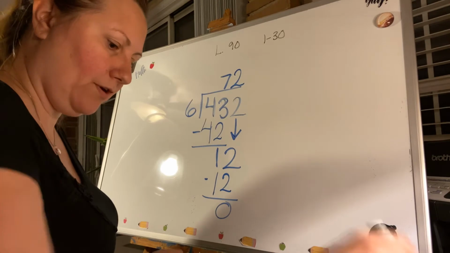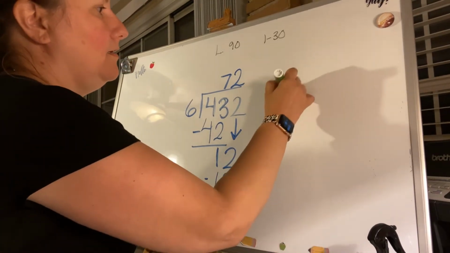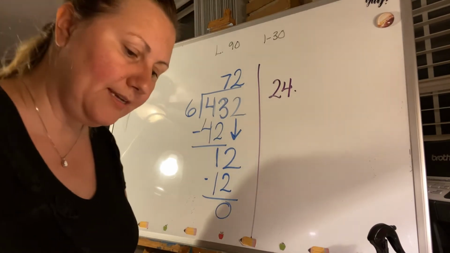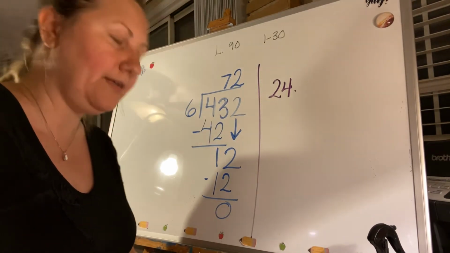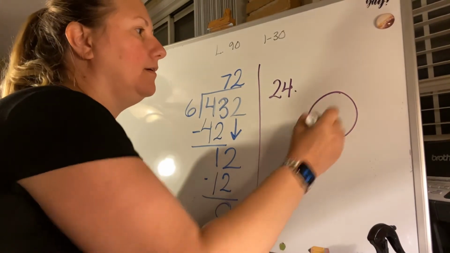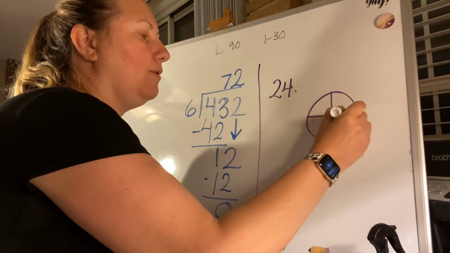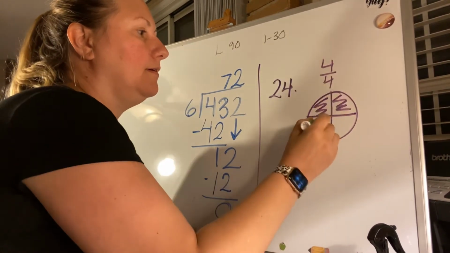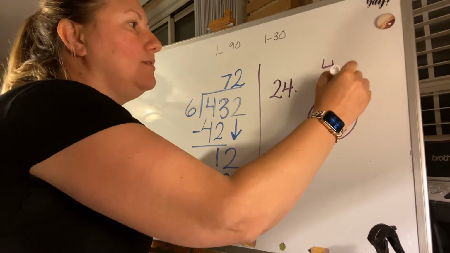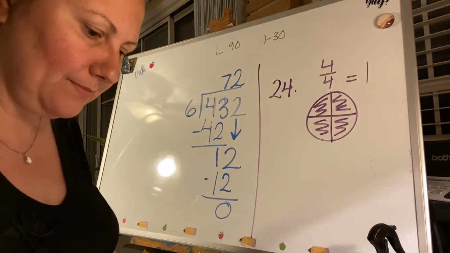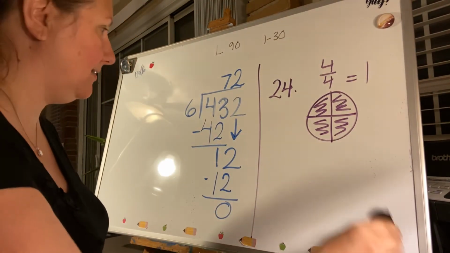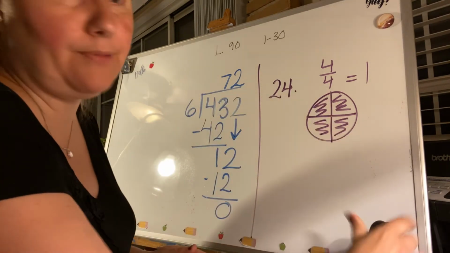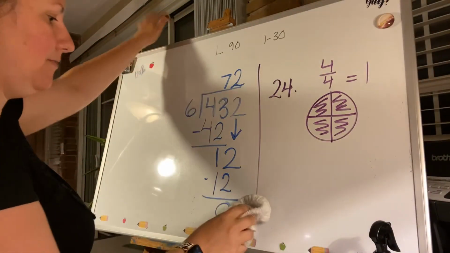Okay, let me move on over here. Number 24 says, draw and shade a circle that shows 4/4. So cut a circle into 4. That 4/4 is the same as 1 whole. And that's it. Then we go on to number 25. Remember, pause it if you haven't written it down yet.